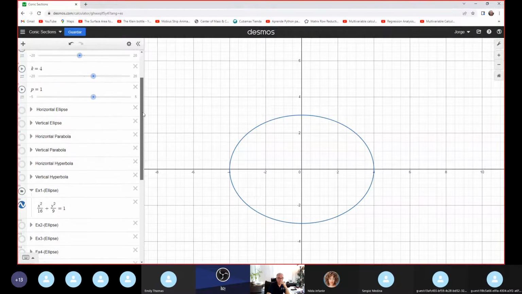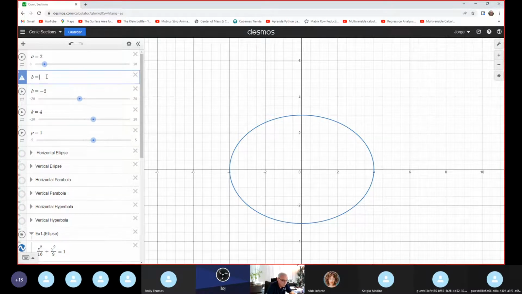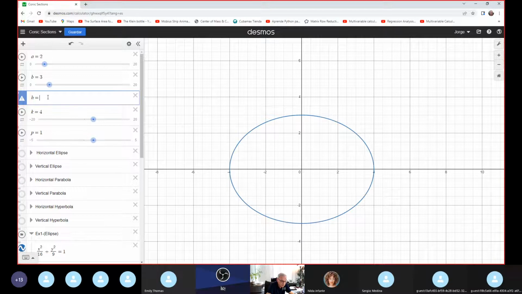However, you go to the top part of the script and you declare, for example, a is 4. You click here, a equals 4. And b is 3, and you enforce it to be 3. What's going on with the keyboard? Okay. And h and k are both 0, because the center is located in the origin: 0, 0.